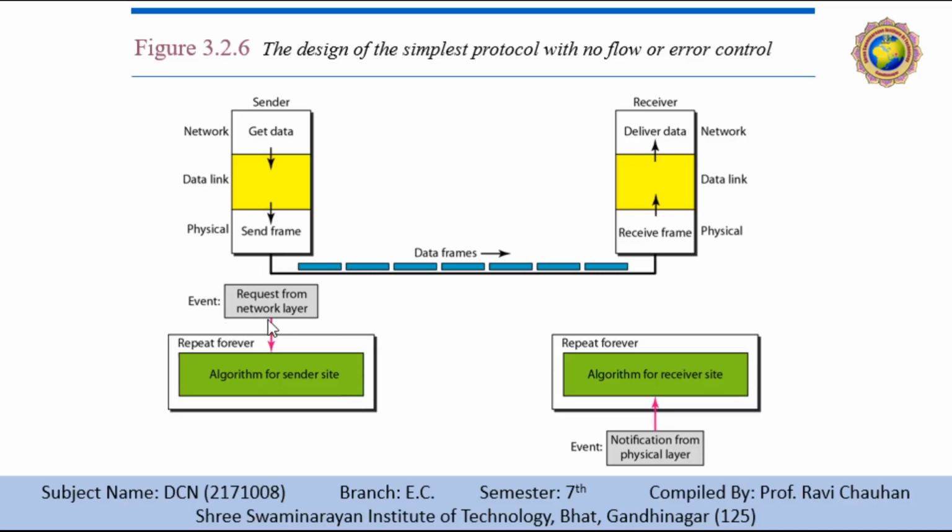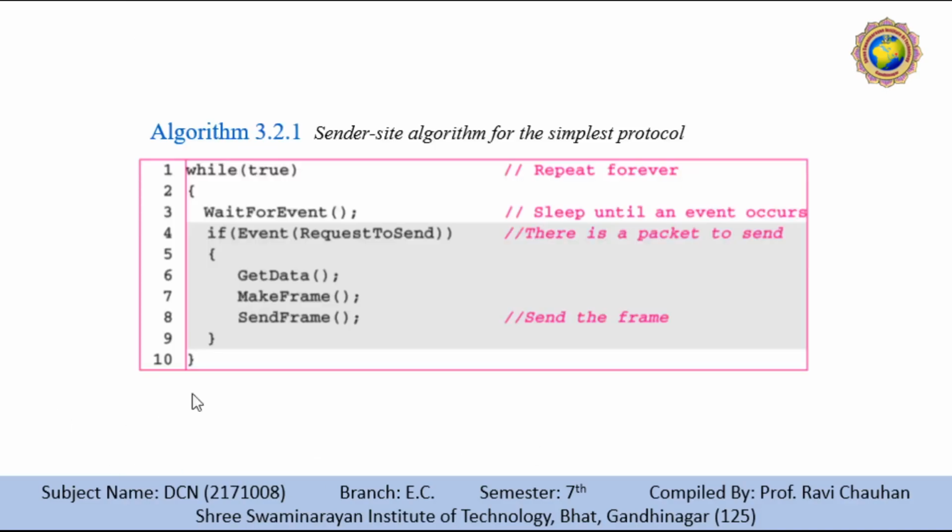So a particular event is there: a request from the network layer. Over here the network layer request is there, and over here the notification from the physical layer. The direction is shown there, up to down and down to up. So what is the algorithm? We will see. Our loop will be going on in a repeat forever mode on both sides. Yes, it is the algorithm at the sender side for the simplest protocol.